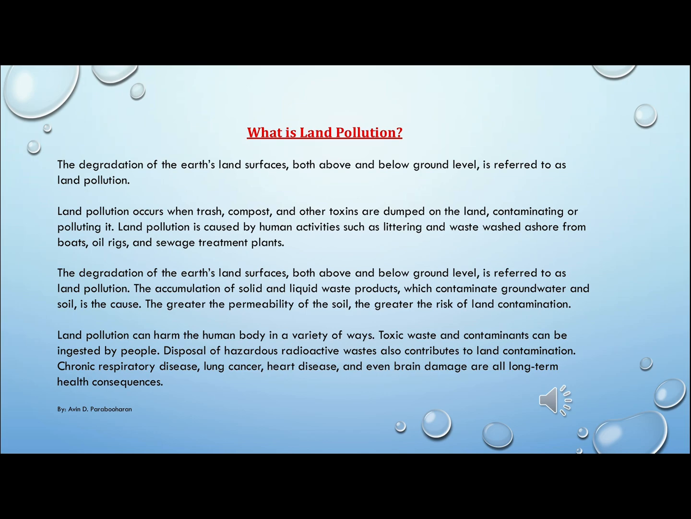Land pollution is caused by human activities such as littering, waste washed ashore from boats, oil rigs, and sewage treatment plants. The degradation of the Earth's land surfaces, both above and below, is pollution. The accumulation of soil and liquid waste products, which contaminate groundwater and soil, is the cause. The greater the permeability of the soil, the greater the risk of land contamination. Land pollution can harm the human body in a variety of ways.